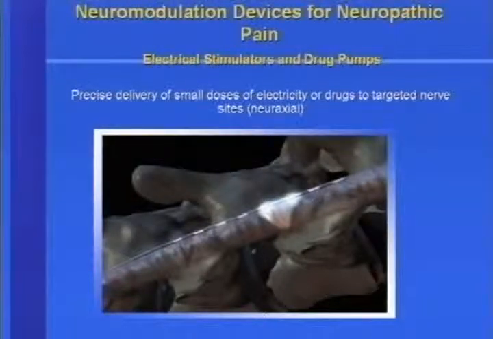Neuromodulation. Neuromodulation for neuropathic pain has been studied and can be useful. And neuromodulation essentially means either electrical stimulators or drug pumps. With respect to the stimulator, we're delivering small doses of electricity in a certain area of the spinal cord to help block painful sensation. The drugs would be something similar, via, say, an intrathecal catheter, that you're injecting to help relieve pain.